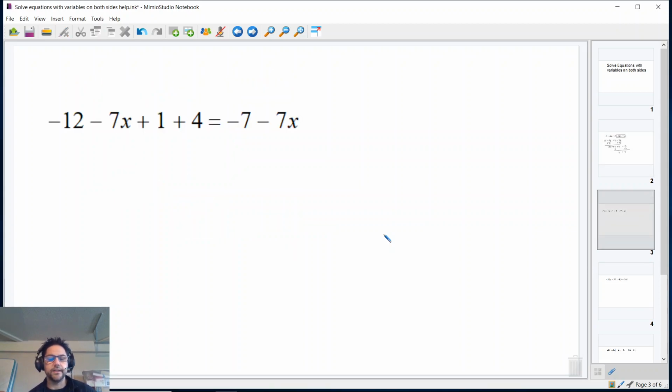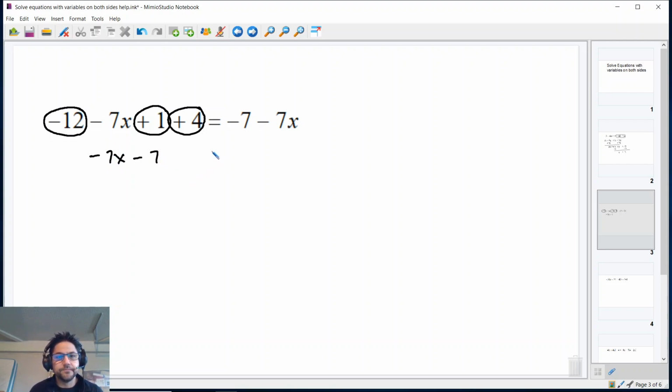Let's try this one here. Just to give you a heads up, sometimes we might have special answers, and this is one of those problems that will be leading to that. But before I get there, I want to look at the left side and combine my like terms. If you notice, I have the non-variable numbers here, just my basic integers. So I really have negative 12 plus 5, because 1 plus 4 is 5. So I've got negative 7x, and then I've got a subtract 7.